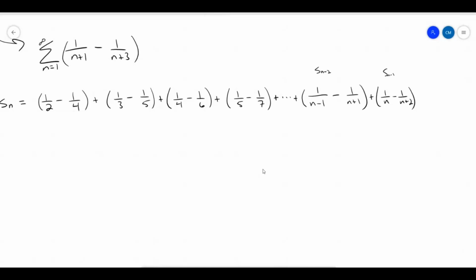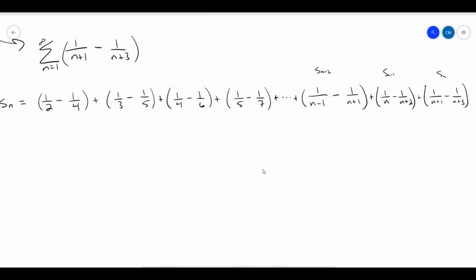And then the very last term that I'm going to get is the nth term, right? That's 1 over n plus 1 minus 1 over n plus 3. So this is the Sn term, you see? So that is, in fact, the last term. That is the last term. So let's see what happens now.